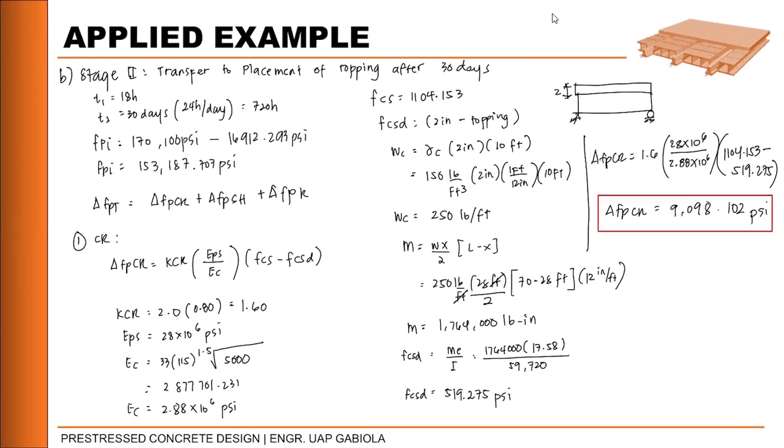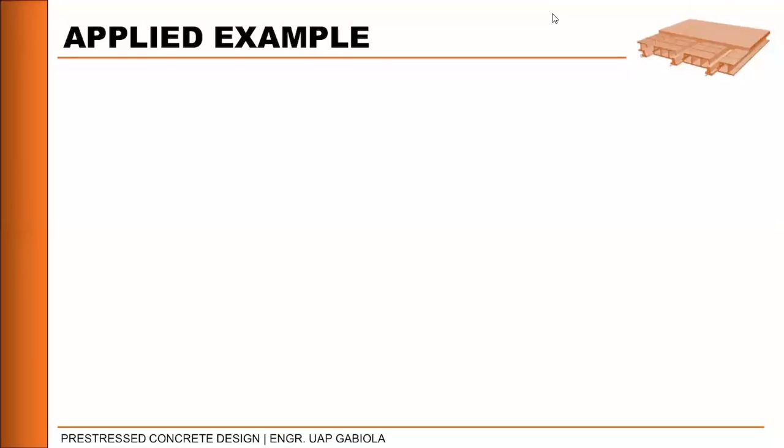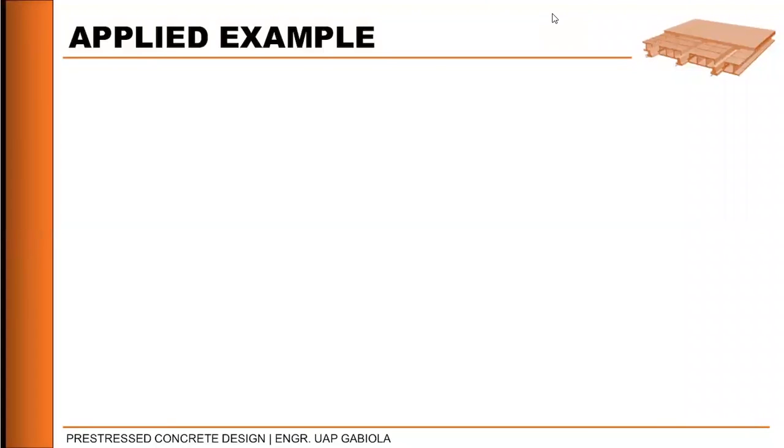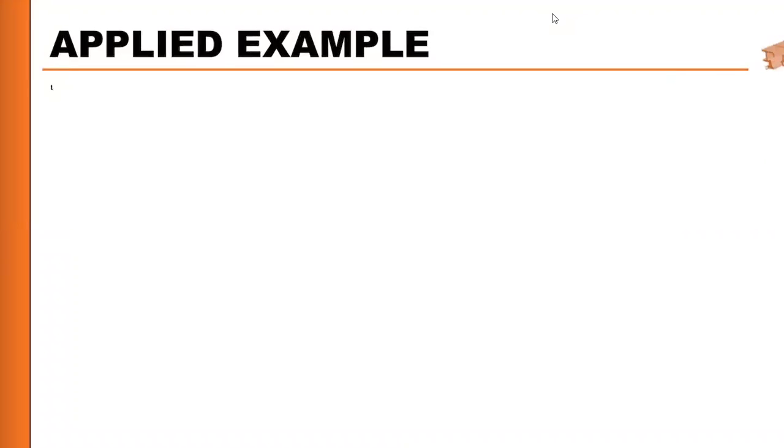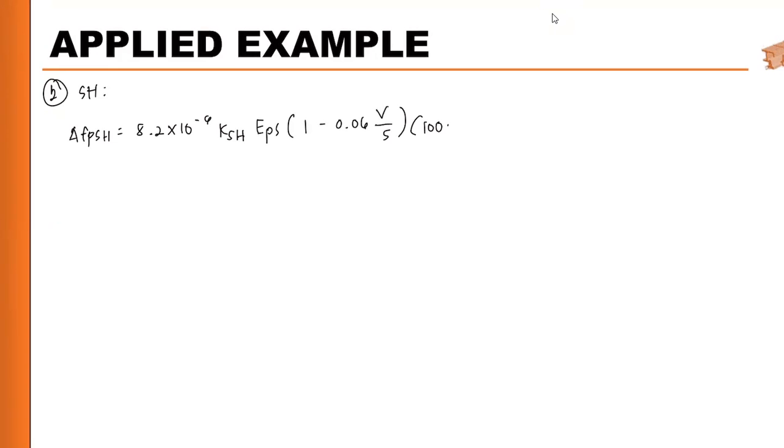Right, so moving on, let's go doon sa kasunod. Kailangan natin kasunod ay shrinkage. Okay? So ang ating number 2 ay SH. Then may formula sa shrinkage na FPSH is equals to 8.2 times 10 to the negative 6 KSH EPS times 1 minus 0.06 V over S times 100 minus RH. Okay?